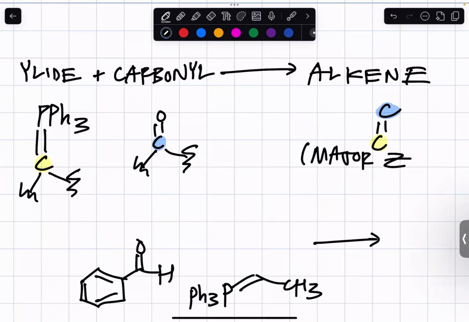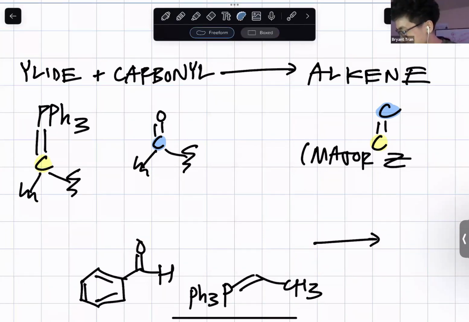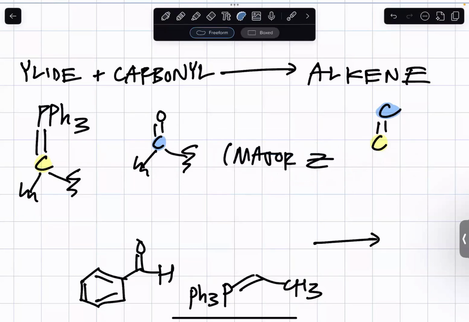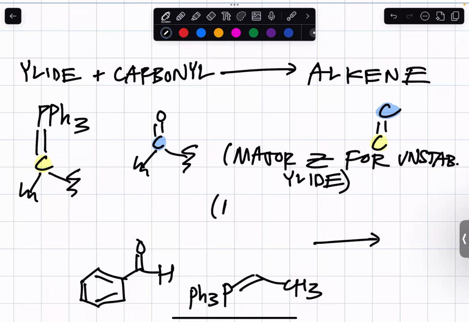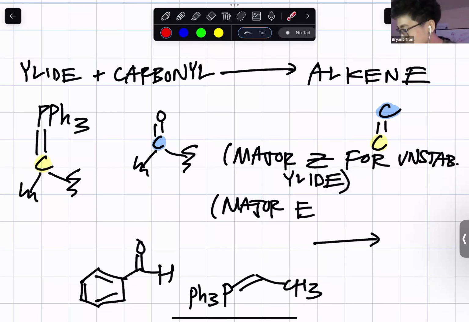He said it's the Z alkene for the unstabilized ylide and E selected for the stabilized. Okay, he did go over the difference between them then. So let's go over that too. For unstabilized ylide. I don't even know what that means. Unstable. Like he just said it. Oh, okay. That means if the ylide can do resonance, basically.